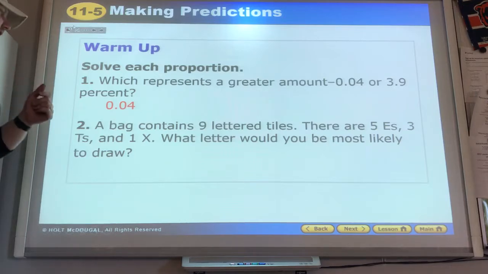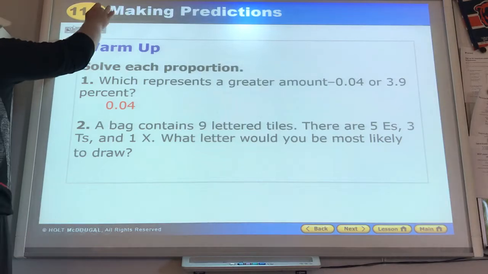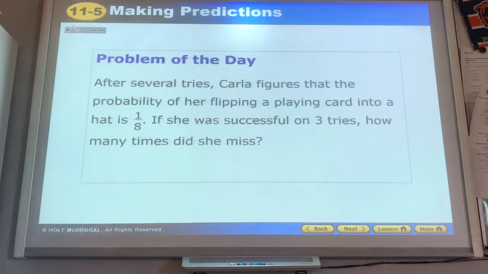All right. A bag contains 9 letter tiles. There are 5 E's, 3 T's, and an X. What letter would you most likely draw? Hopefully you would see that since there are 9 in there, and there would be 5 E's, 5 out of 9 is better than 3 out of 9 or 1 out of 9. So it would be an E. All right.